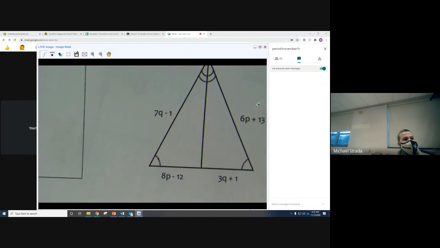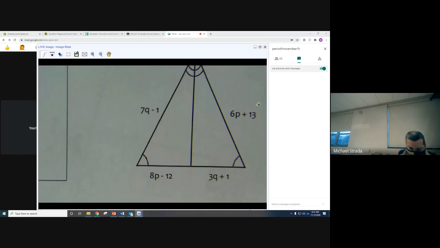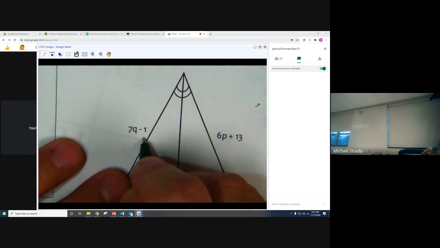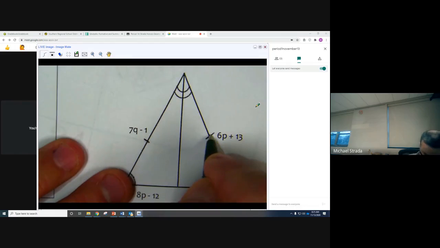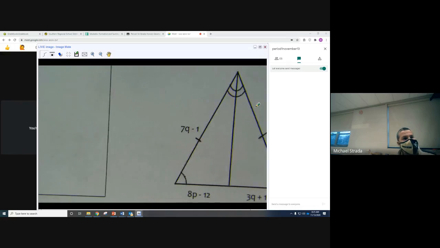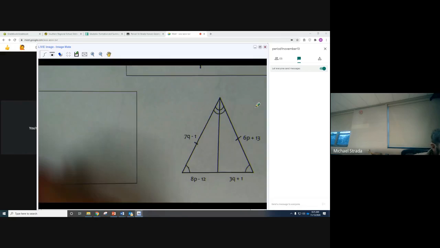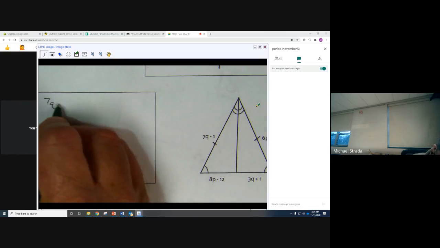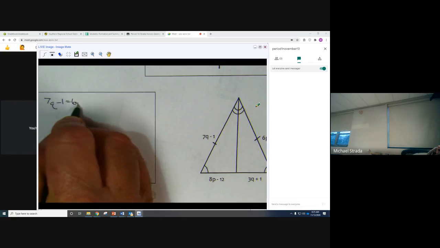All right. The one on the bottom, we got P's and Q's. Okay. We got P's and Q's, which tells me we got a system. Okay. Number one, isosceles triangle. If the angles are congruent, so are the sides. Okay. So that would give me my first equation, which is 7q minus 1 equals 6p plus 13.